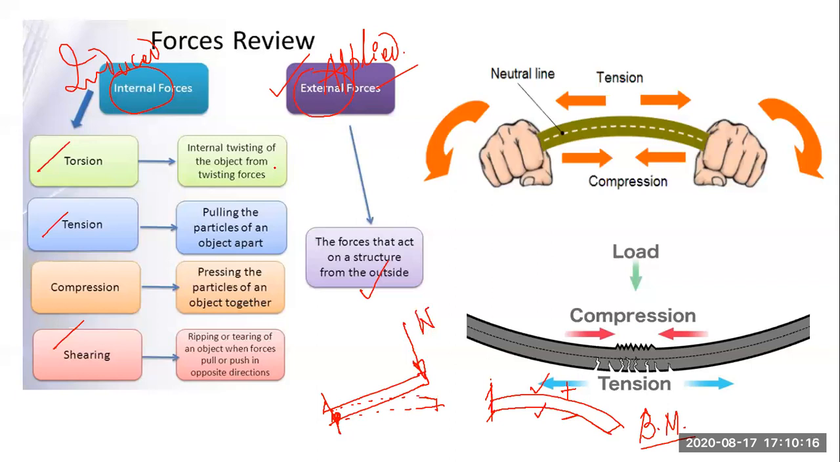So whenever there is a twist, there is torsion. Whenever there is a pulling by another object, there is tension. Whenever there is a compression or pressing by another object in order to reduce the dimension, it is compression. And in case of shear, shear is not directly induced; the effect of shear is wear and tear. It is called ripping or tearing of an object when the forces are applied either by pull or push.